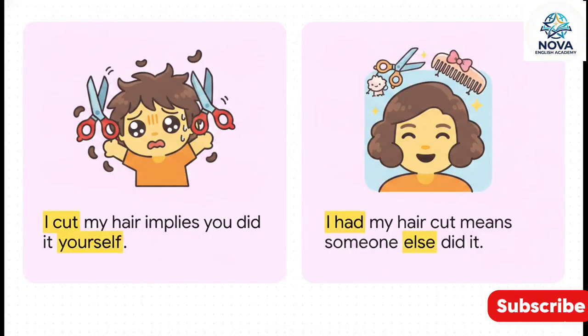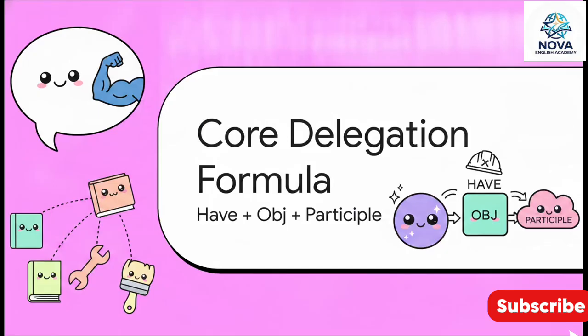See, saying I cut my hair literally implies you did the labor yourself, like you were the one holding the scissors. But saying I had my hair cut clearly delegates the work to a professional. Just adding that one little word, had, completely changes the entire story of who actually did the work. It's a total game changer. Section 2, the core delegation formula.